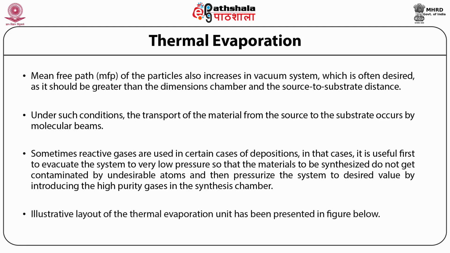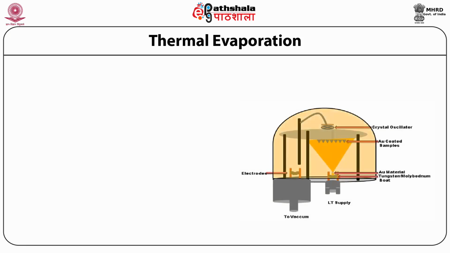The illustrative layout of the thermal evaporation unit has been presented in the figure given on the next slide. The given figure shows the illustrative layout of the thermal evaporation unit, in which we can see the crystal oscillator for the thickness of the deposited film. Then there are copper coated samples. Here we are showing the gold material that is to be evaporated, which is kept in the tungsten molybdenum boat. You can see the electrodes, we can see the vacuum inlet, and we can see the LT supply.